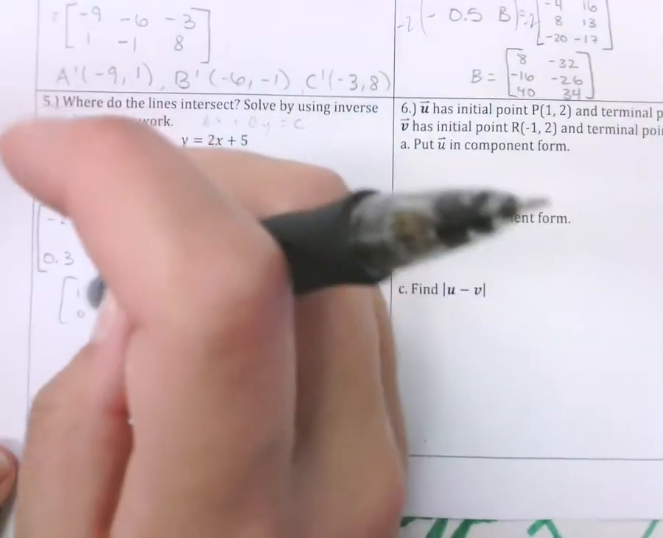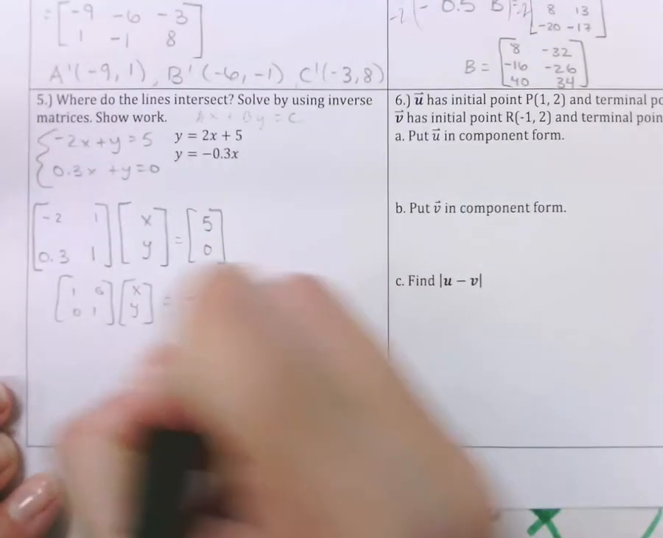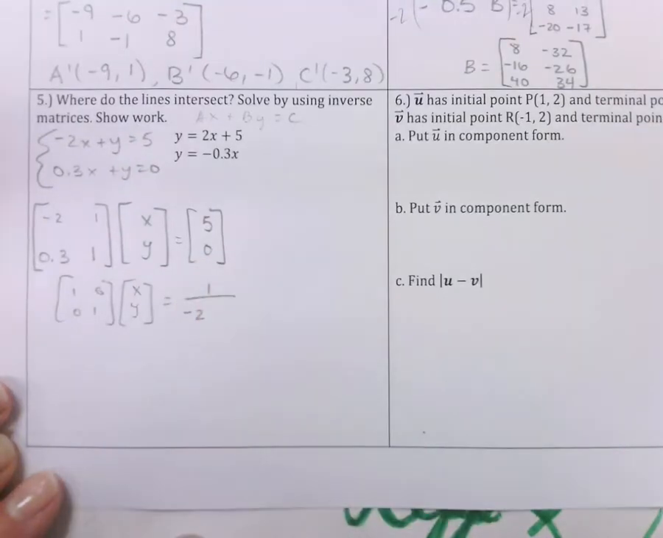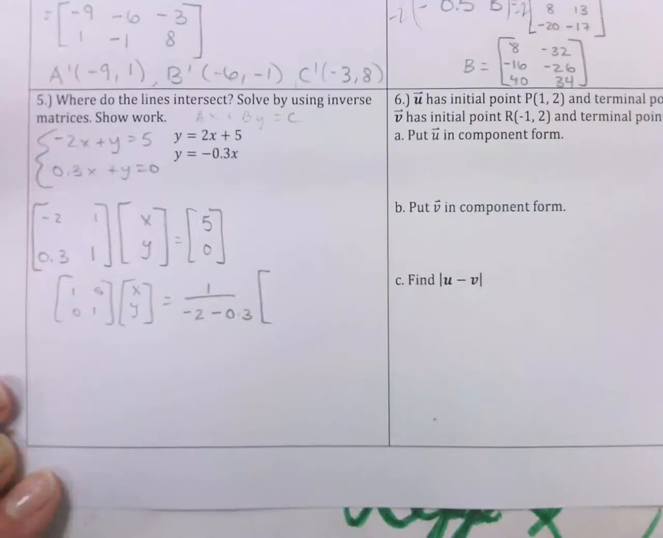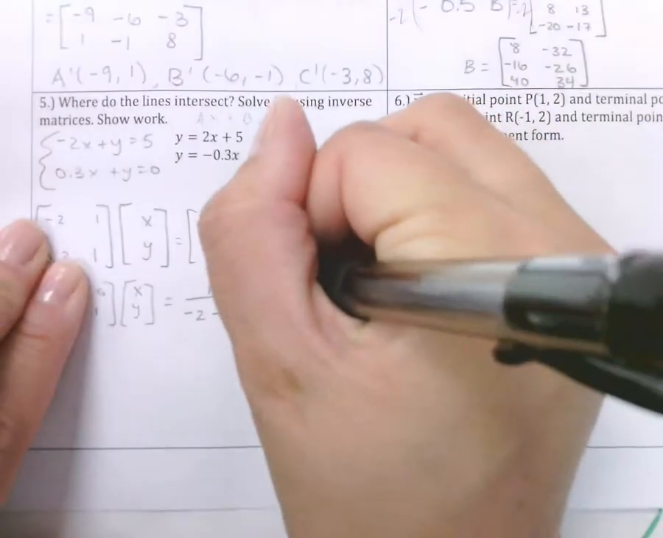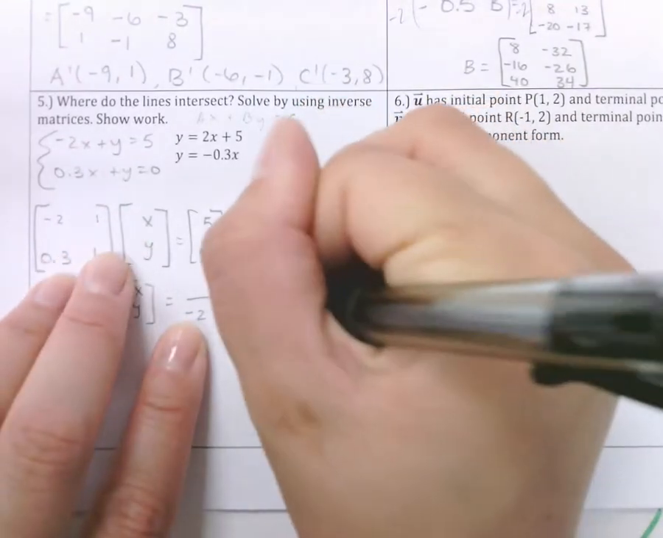On the left side, I'm going to actually find the inverse. So the inverse is 1 over the determinant. So -2 minus 0.3. Then you flip these two, and then these two, you make them have opposite signs.